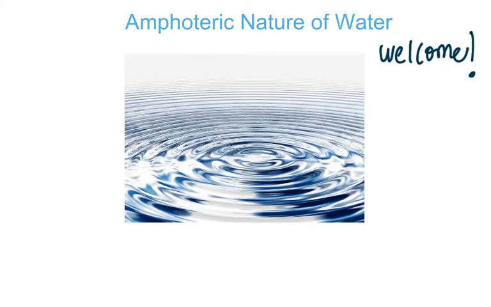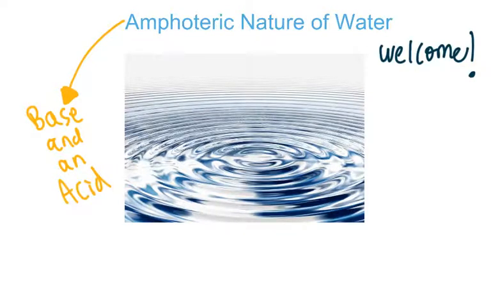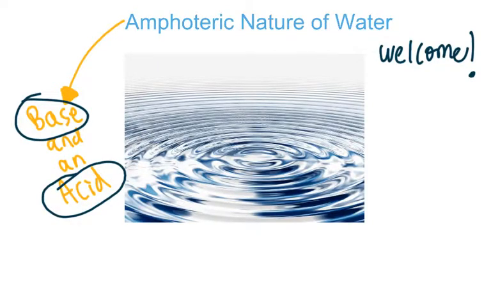So if something's amphoteric, what does that mean? Let's go and write that down first. If something's amphoteric in nature, it means that it can act as both a base and an acid, alright? Let's keep that in mind, and let's go and look at water. That's what we'll be covering in this video.